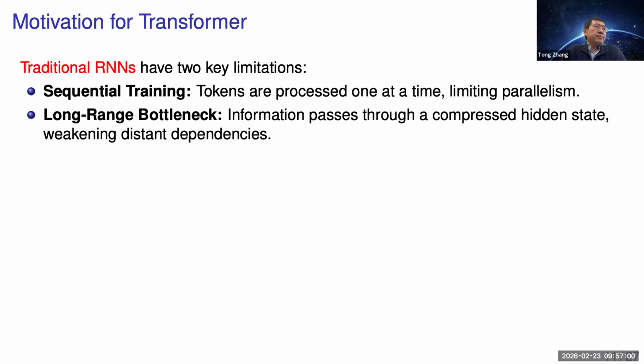Long-range bottleneck. This one we just talked about, right? Information is passed through a compressed hidden state. We know this can actually be resolved using attention. So this we just tried to say the number one. What about the number one? Number one turns out the transformer goes to the extreme in terms of sequence modeling compared with RNN, right?